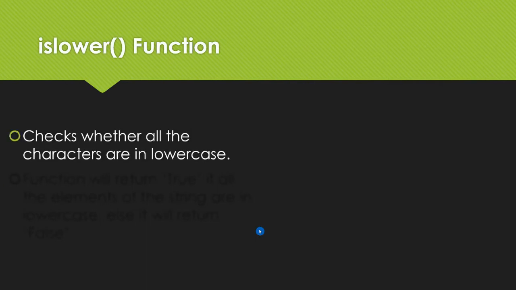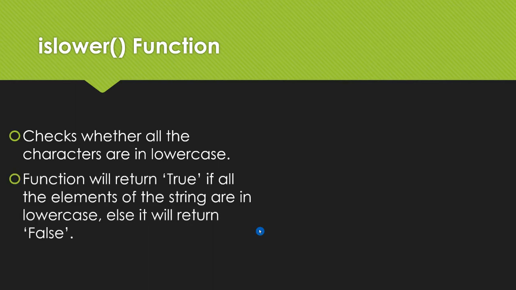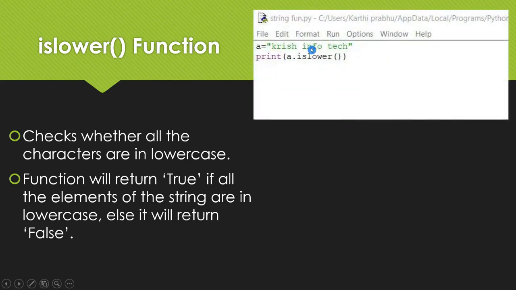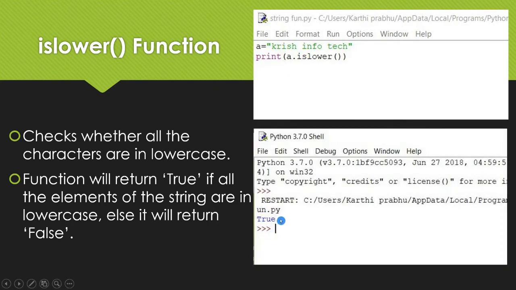Next we are going to see the islower function, which checks whether all the characters are in lowercase. It will return true if all the elements of the string are in lowercase, else it will return false. Now let us go to the example. All the characters are in small letters. So if I ask the interpreter to check whether all the characters are in lowercase or not, it will print true. So this is the use of the islower function.